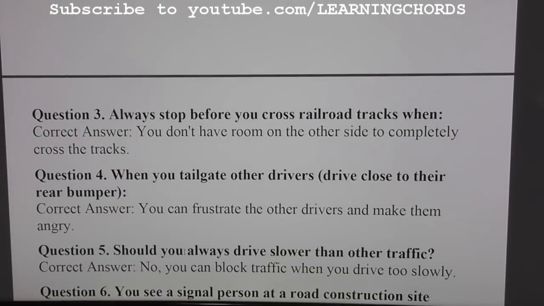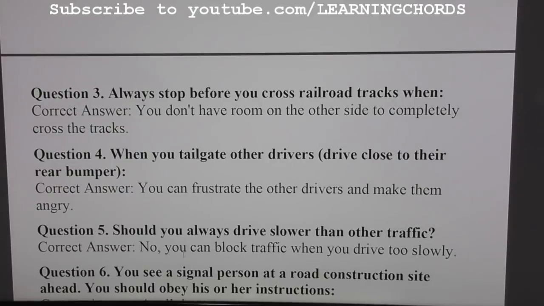Question 5. Should you always drive slower than other traffic? No, you can block traffic when you drive too slowly. A lot of times I'm either at the speed limit or I'll go a couple miles an hour over. Just because the speed limit says 40 doesn't mean I'm going to do 40, because I'm looking around making sure that somebody's not going to slam on their brakes in front of me, that somebody's not going to pull out of the side, out of a driveway, out of a parking lot. So you're supposed to do the speed limit, but you don't want to go too slowly.